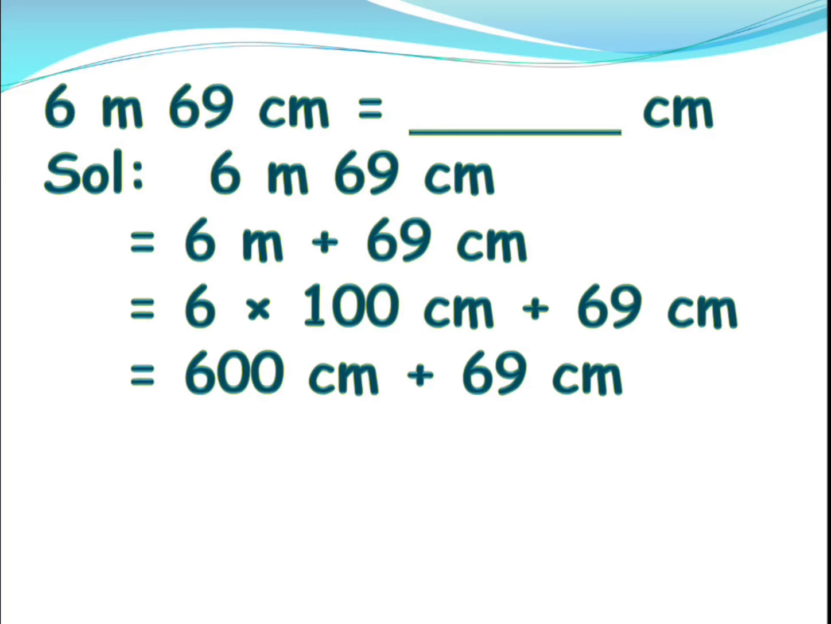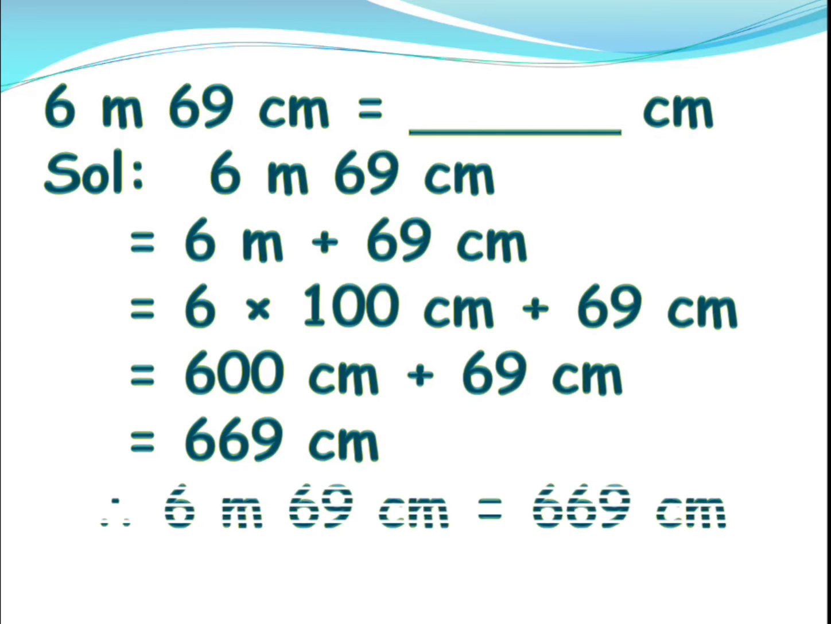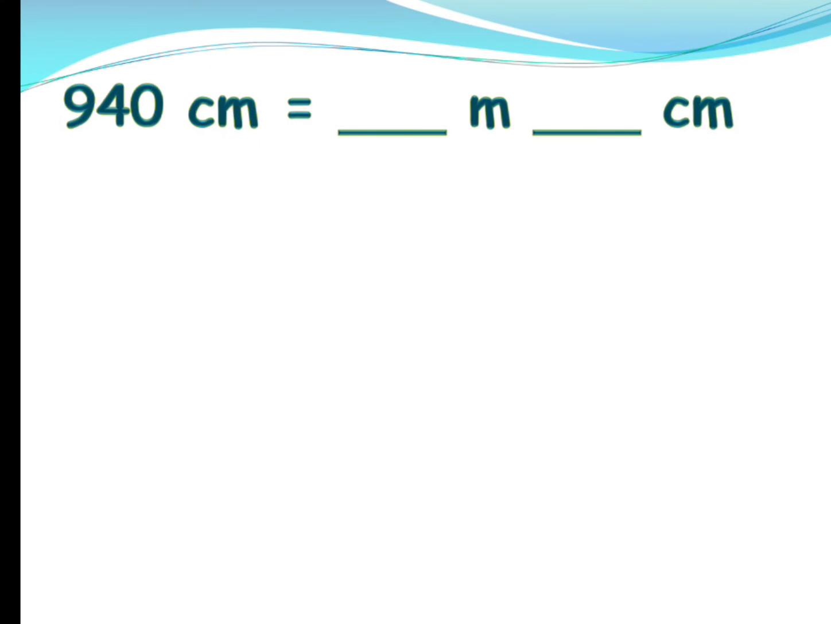600 plus 69 will give us 669. So if you are unable to do the addition like this, use the rough column, the working column in your notebook, and add it. Okay, you will get 669 centimeters. That means 6 meters 69 centimeters is equal to 669 centimeters. Okay, so in this way you need to solve the sum.